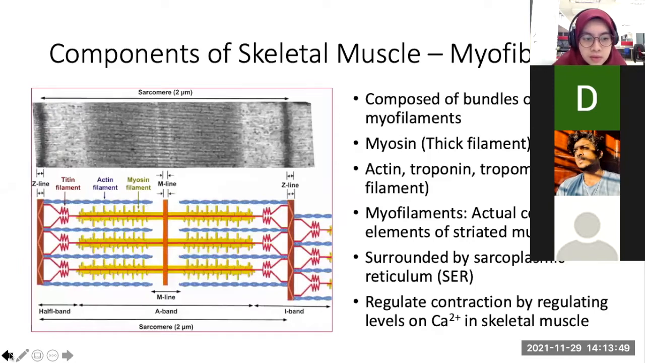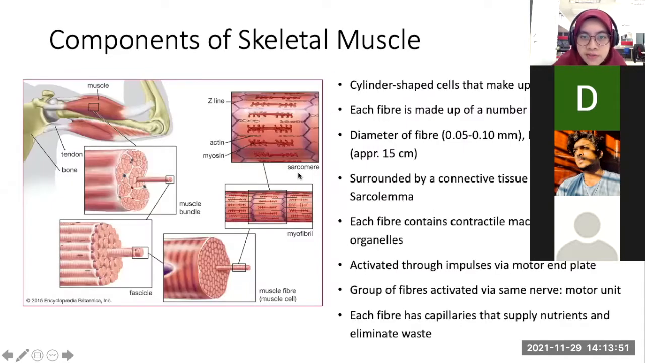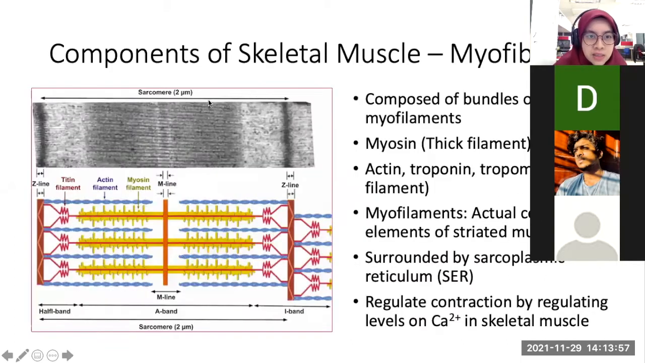Over here we have the sarcomere, one unit. This whole area is one unit of sarcomere. This is the details of sarcomere. Sarcomeres are generally made up of myosin and also actin, the thick filament and the thin filament. This is the illustration of it.